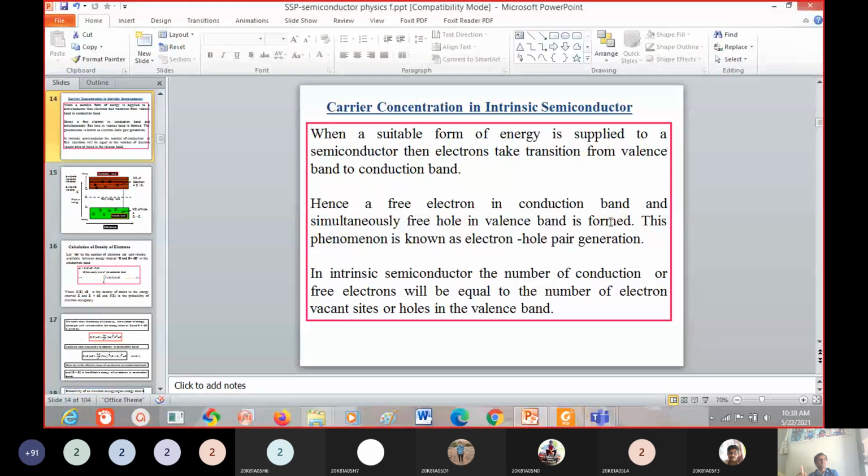Sometimes they will ask, including that, the dependence of the Fermi level on temperature as well as on the doping concentration. They will ask about extrinsic charge carriers in a p-type or n-type semiconductor, along with the dependence of the Fermi level on temperature as well as doping concentration. That is one more question.